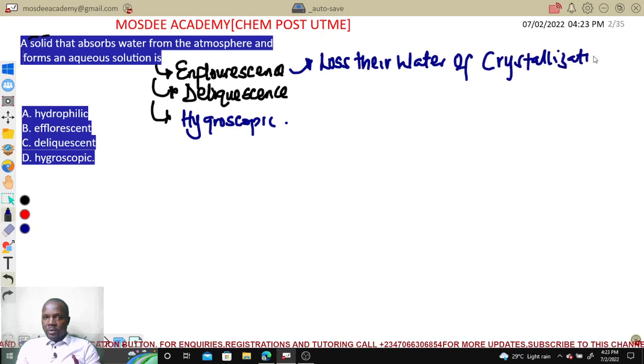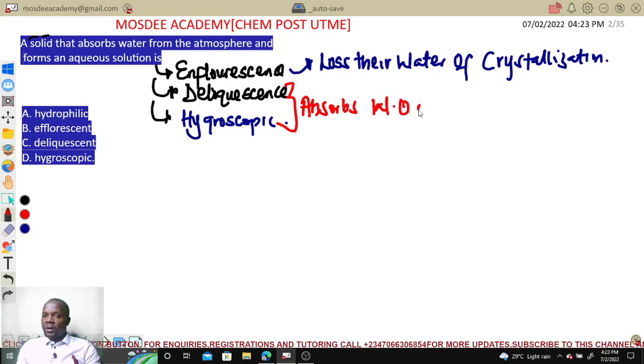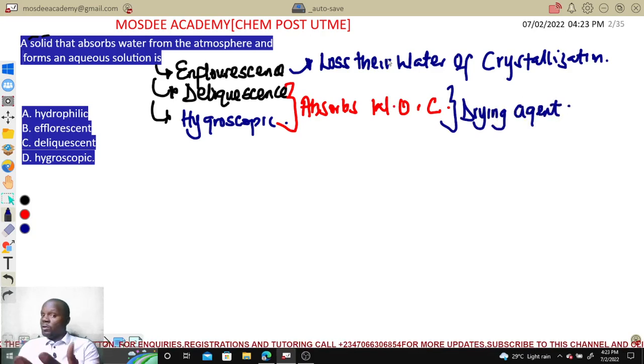So that is just that about that. Whereby these two, or whereas this particular two, absorb water of crystallization, WOC. Now, they absorb, and that is why both of them can be used as what? Both deliquescent and hygroscopic substances can be used as a drying agent. But the major thing that differentiates them, there are a lot of examples, because when I teach, I need to give you examples.